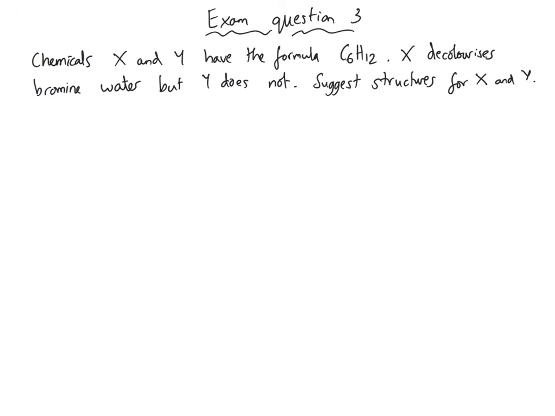The final type of exam question that I'm going to consider is ones where you have to identify a chemical, not say how you would identify it. So, for instance, in this question here, we are being told that chemicals X and Y both have the molecular formula C6H12. Then we're given some follow-up information where X decolorizes bromine water, and as we read through an exam question and annotate it, we need to be thinking that X therefore must be an alkene, because that's what a test for an alkene is. But Y does not, so therefore it is not an alkene.